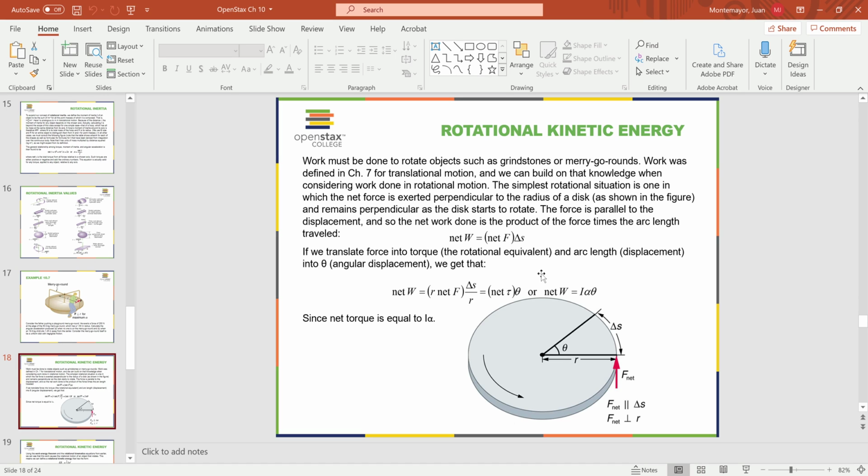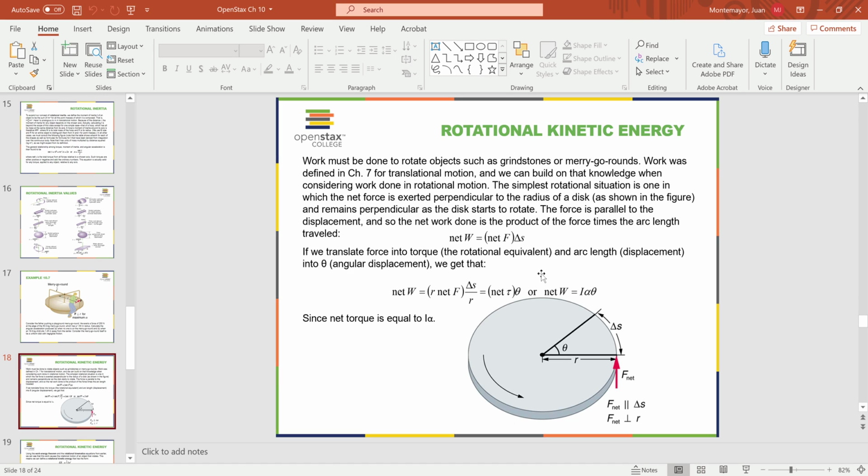The force is parallel to the displacement, and so net work is the product of the force times the arc length traveled. So arc length here is a displacement. Remember, we transition from our x to our displacement. So we have our net work is equal to our net F delta s. If we translate force into torque, the rotational equivalent, and the arc length displacement into our theta, we get net work is equal to r net F delta s over r. But we know that r net F is our net torque and our theta is just delta s over r. So we end up getting that our net work here is I alpha theta.